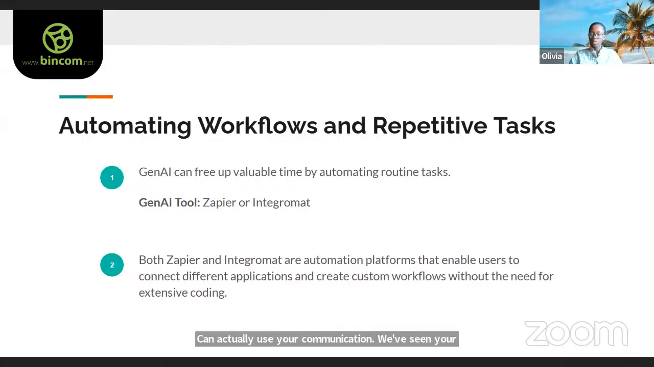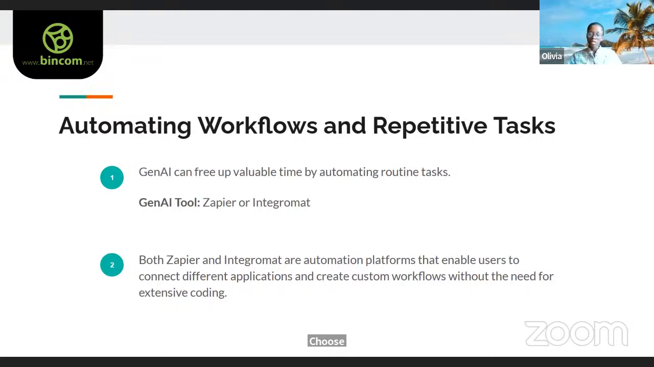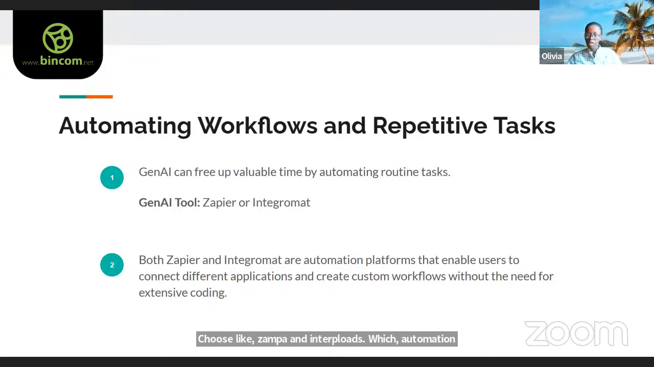For automating workflows and repetitive tasks, it's just a way to free up time by automating routine tasks. That's one of the benefits. So we recommend tools like Zapier and Integromat, which are automation platforms that would help your users to connect different applications and create custom workflows without the need for extensive coding. So these platforms allow users to automate processes. Your user, even without extensive coding knowledge, can design and implement custom automation processes to suit their specific needs.